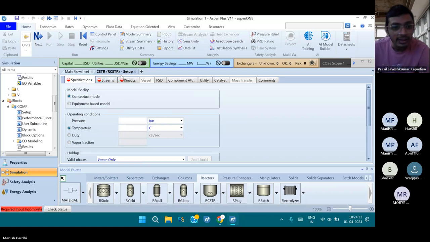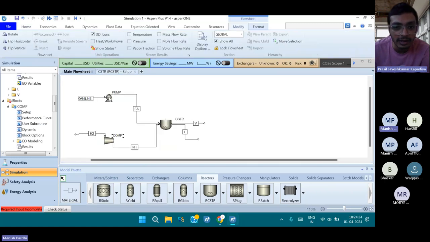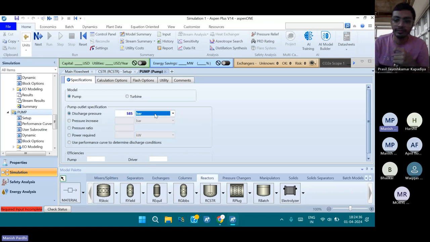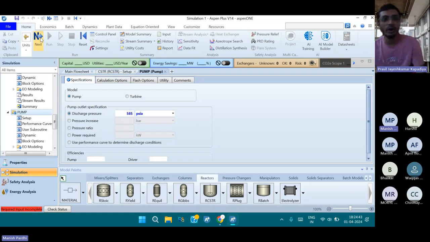Similar case for the pump also. No, this is the CSTR, let's first add input for the pump. Can you select the pump and add? The same input, 585 PSIA discharge pressure. Okay, now press next.